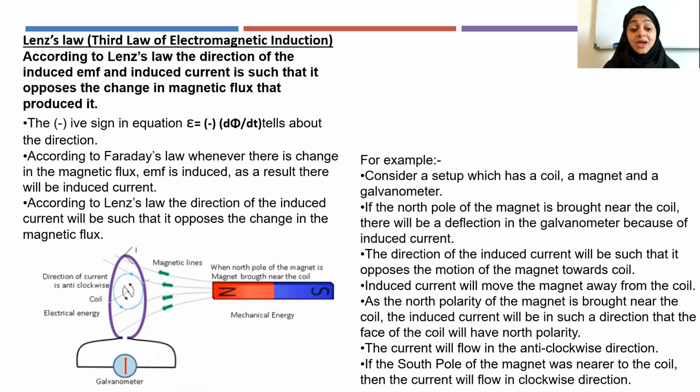It opposes, but now the bar magnet is moving away from it. So it wants the bar magnet to come towards it. Oh yes, then the direction will change.